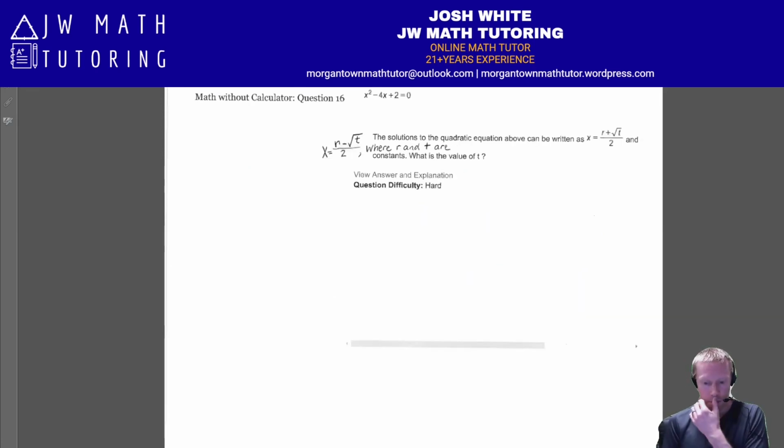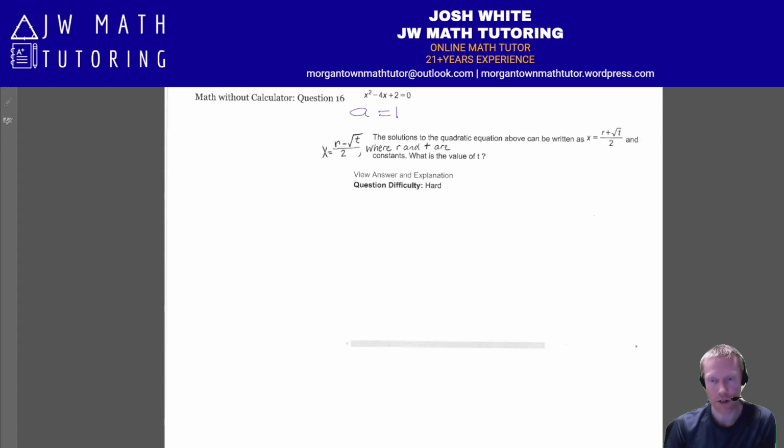All right, question number 16. Here you have a quadratic equation, and they're basically asking for the value of t, and in these expressions they give you in the problem, t is basically just the number underneath the radical. So all you're doing in this problem is you're taking this quadratic equation, you're going to solve it either using completing the square or quadratic formula, and then you're just going to simplify your answer, and whatever number under the radical is, that's what they want.